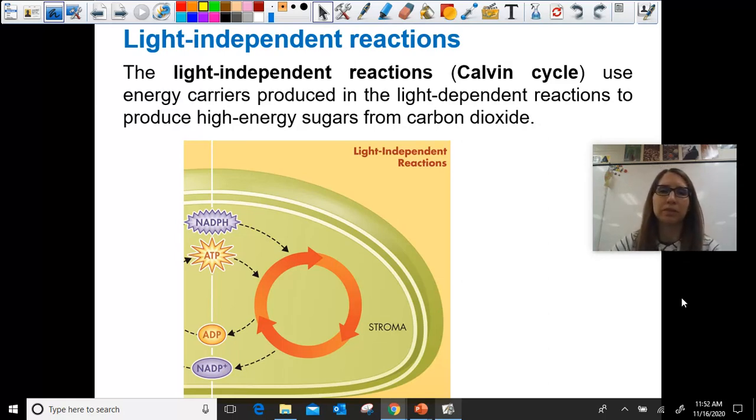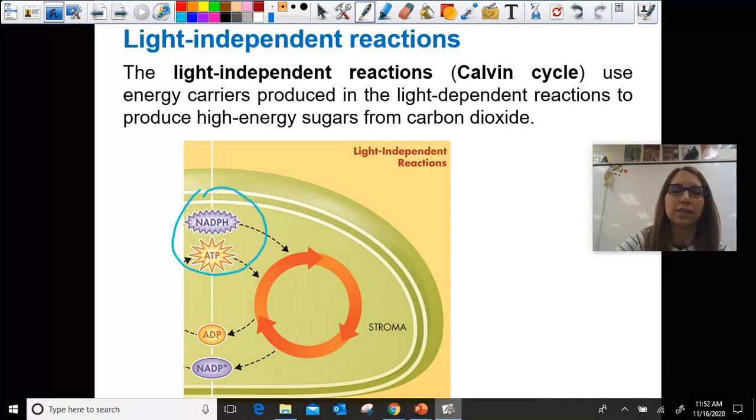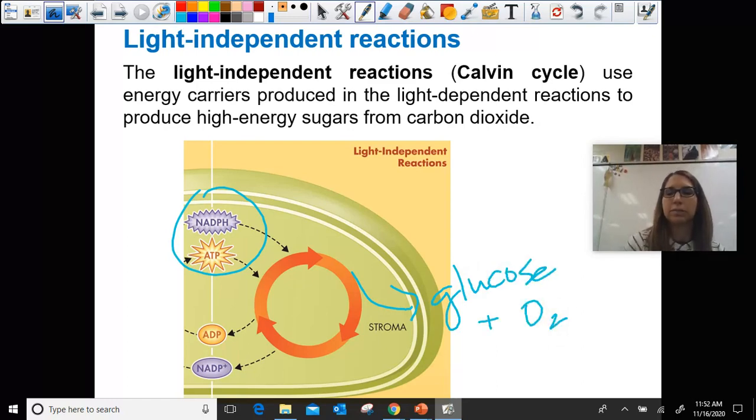So their main purpose is going to be to use the energy carriers produced in the first stage here, NADPH and ATP, and create glucose. So what we're going to get out of this is high energy sugars like glucose. Oh, sorry, excuse me, not oxygen being released. We just did that. So we're going to make glucose, and as part of that process, we also need to use some CO2. My mistake.